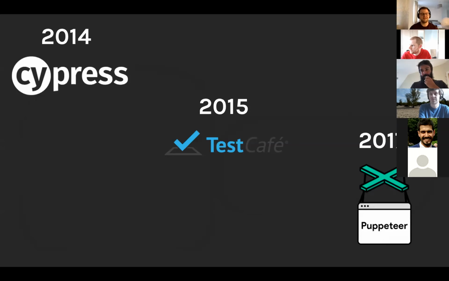So in 2014, Cypress was released. In 2015, TestCafe was released. And in 2017, the Chrome team released Puppeteer, which is a Node.js tool for automating the Chrome browser, which is pretty cool.